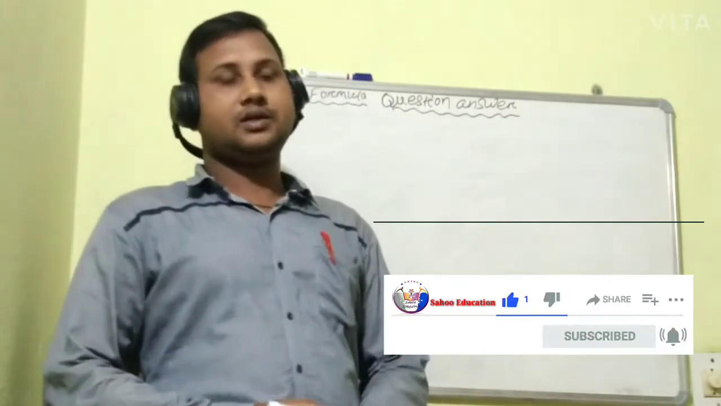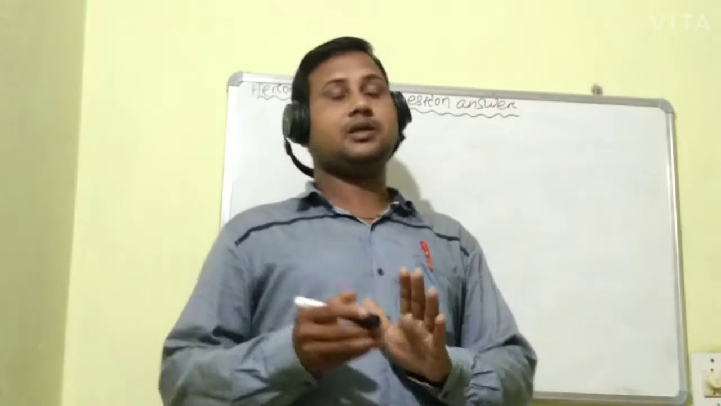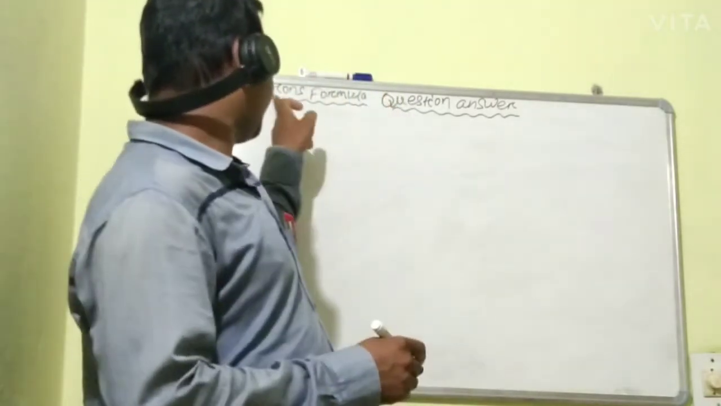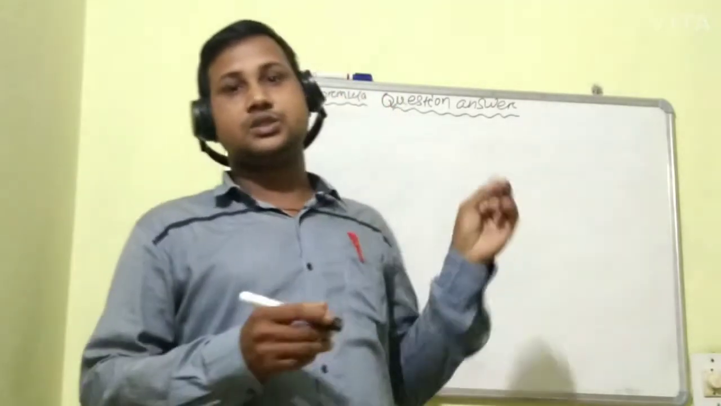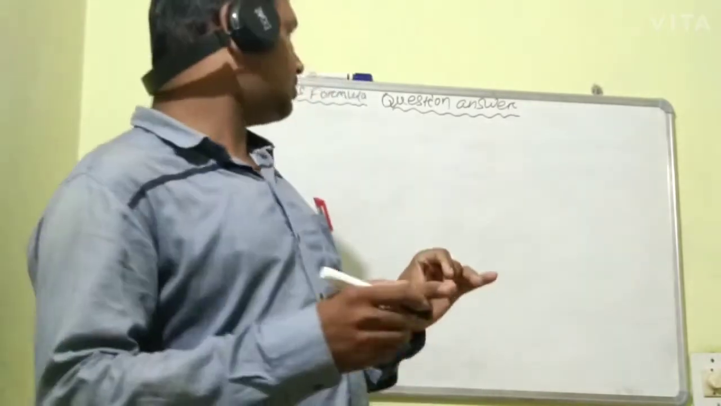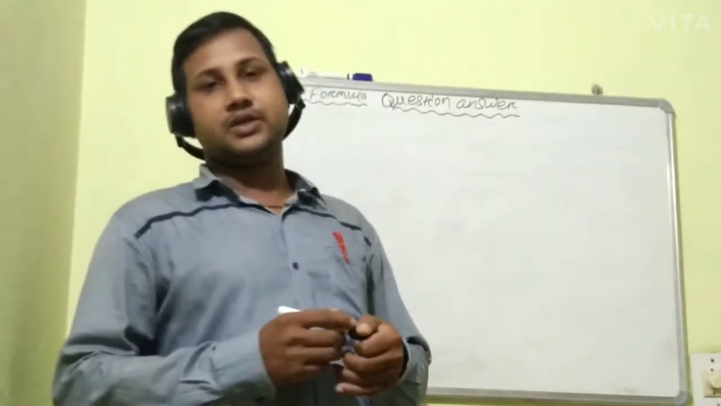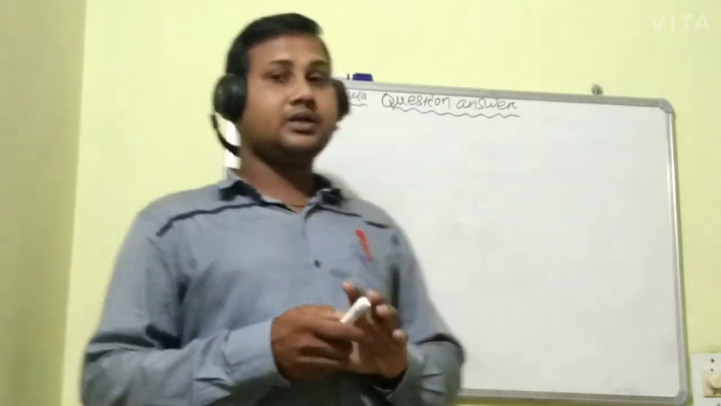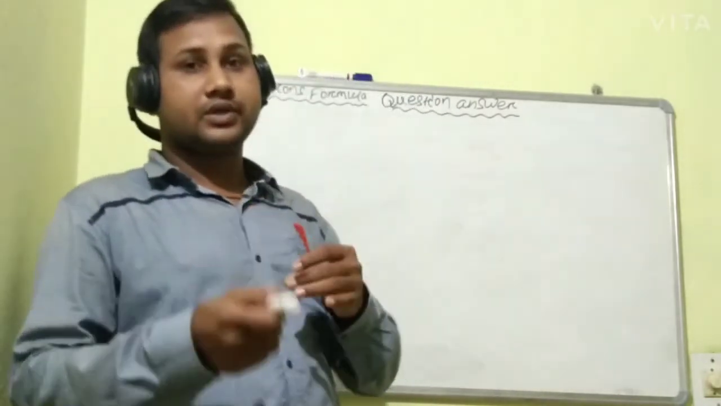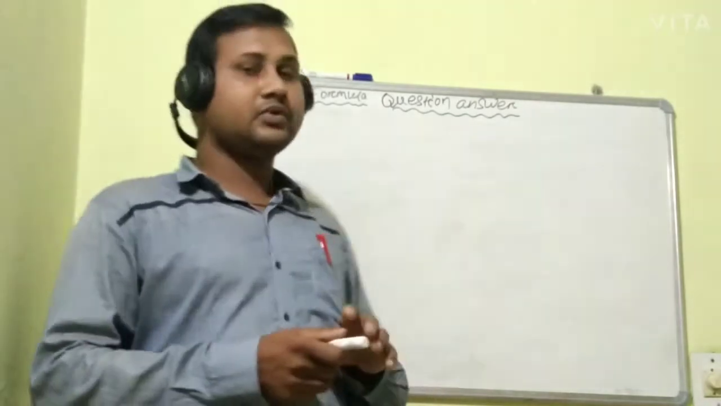Previously we learned about Heron's formula and discussed the formula, which is area equal to root over S into (S minus A) into (S minus B) into (S minus C), and also solved some of the questions related to them. And today we will discuss the question answers related to this Heron's formula.